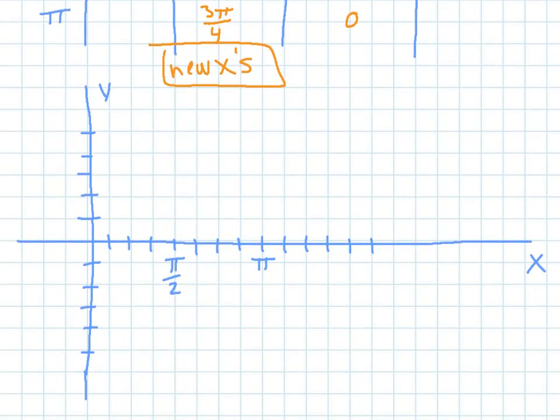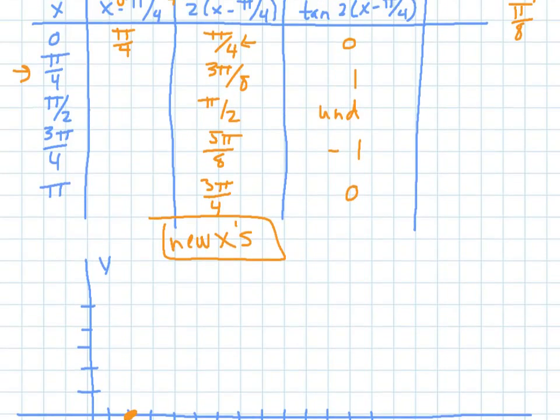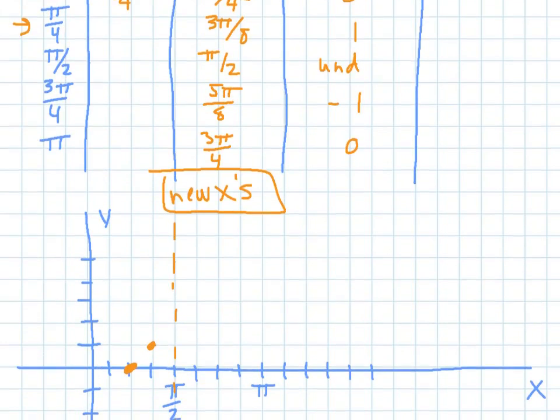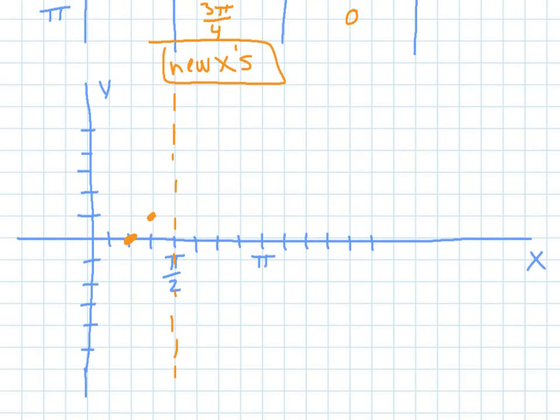So pi over 4 was at 0. 3 pi over 8 is 1, so that would be right here. Pi over 2 is undefined. Okay, then we said 5 pi over 8 is negative 1, and then 3 pi over 4 is 0 again. So you get this picture.